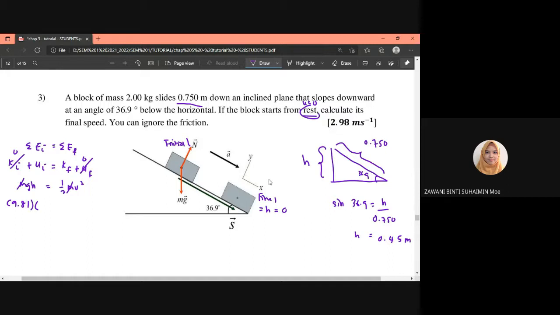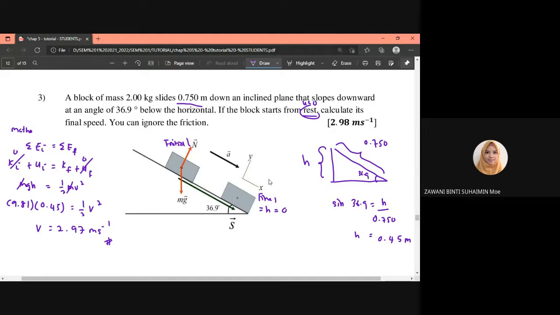So dah dapat H, barulah boleh masuk dekat sini. It's equal to 1/2 V square. So rearrange your equation and you will get your final velocity lah. Okay. So my final velocity is equal to 2.97 meter per second. Okay. So ini adalah method pertama.